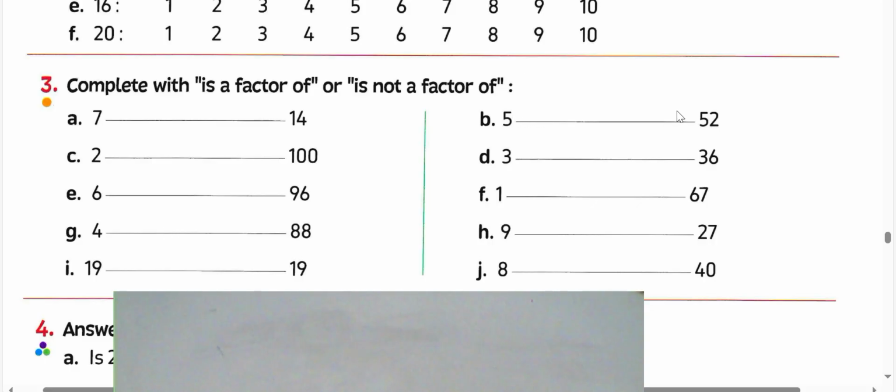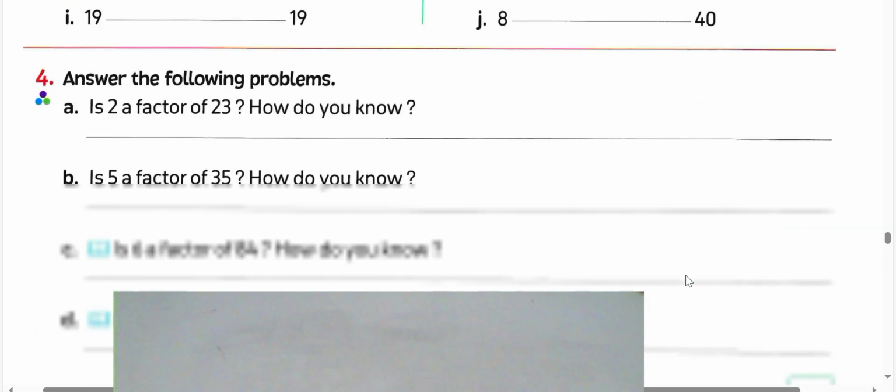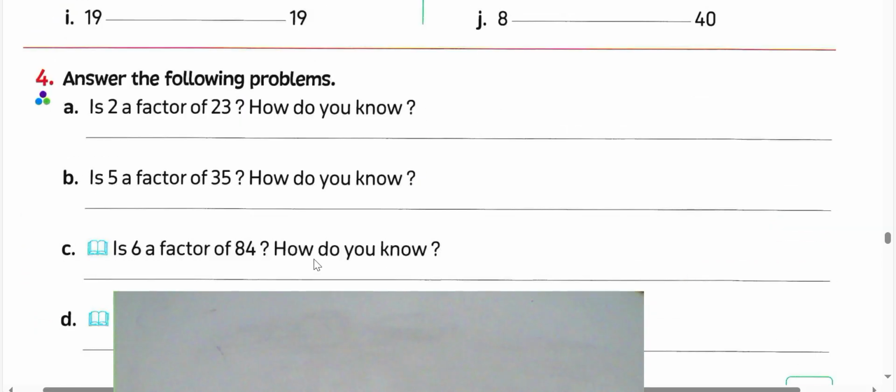5 is not a factor of 52 because 52 can't be divided by 5. 3 is a factor of 36 because 36 can be divided by 3. 1 is a factor of 67 because 67 can be divided by 1. 9 is a factor of 27 because 27 can be divided by 9. 8 is a factor of 40 because 40 can be divided by 8. Is 6 a factor of 84?